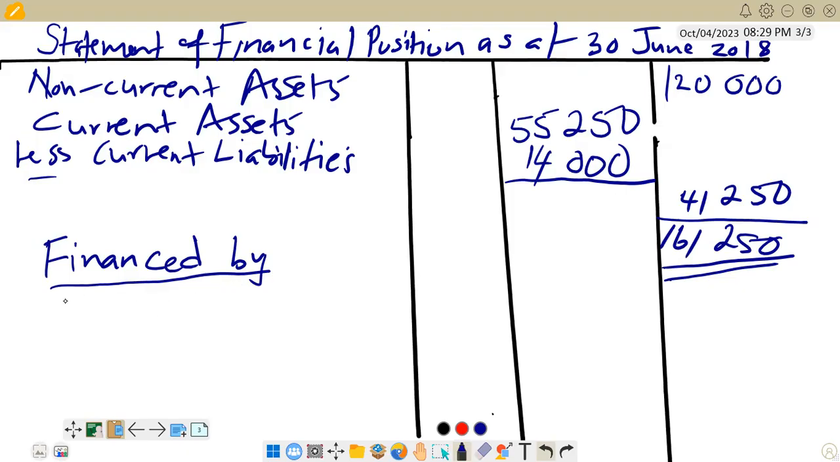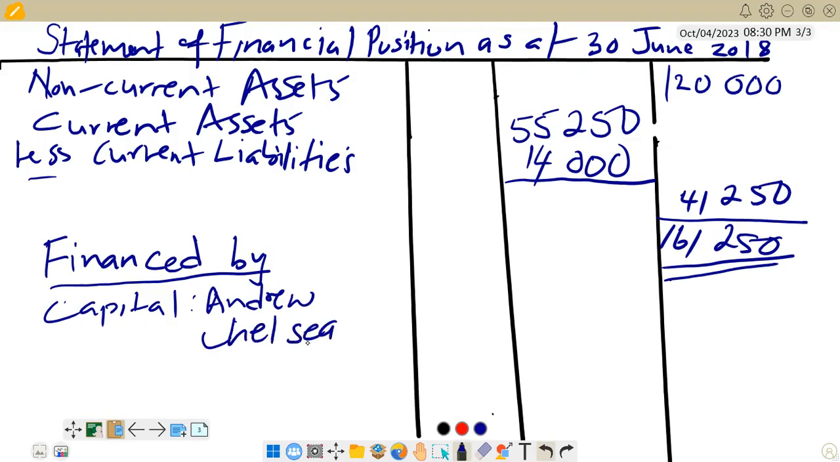So here we are going to say capital, and then in the question we have Andrew and Chelsea. We've got these two partners, Andrew and Chelsea. We go to the question and try to find out the figures that we have for capital for Andrew and Chelsea.